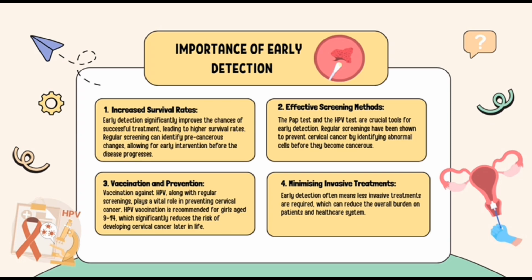3. Vaccination and prevention. HPV vaccination, recommended for girls aged 9 to 14, along with regular screenings, helps prevent cervical cancer. 4. Minimizing invasive treatments. Early detection often means less invasive treatments, reducing the impact on patients and the healthcare system. In summary, early detection and prevention are vital in combating cervical cancer.